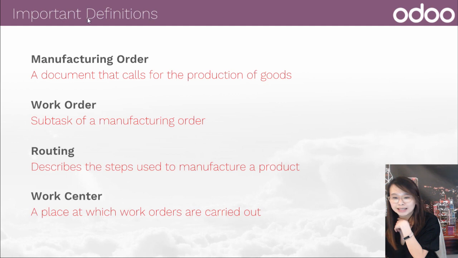Before we begin, here are some important definitions that I just want to go through. One would be the manufacturing order. This is a document that calls for the production of goods. The work order is a subtask of a manufacturing order. The routing describes the steps used to manufacture a product. And lastly, work centers. This is the place at which work orders are actually carried out.